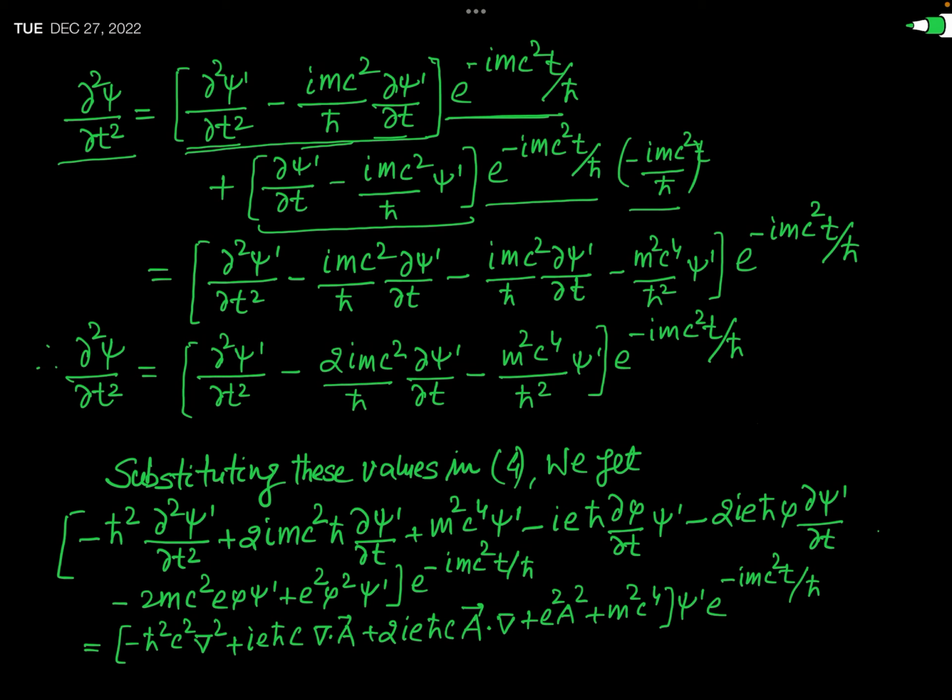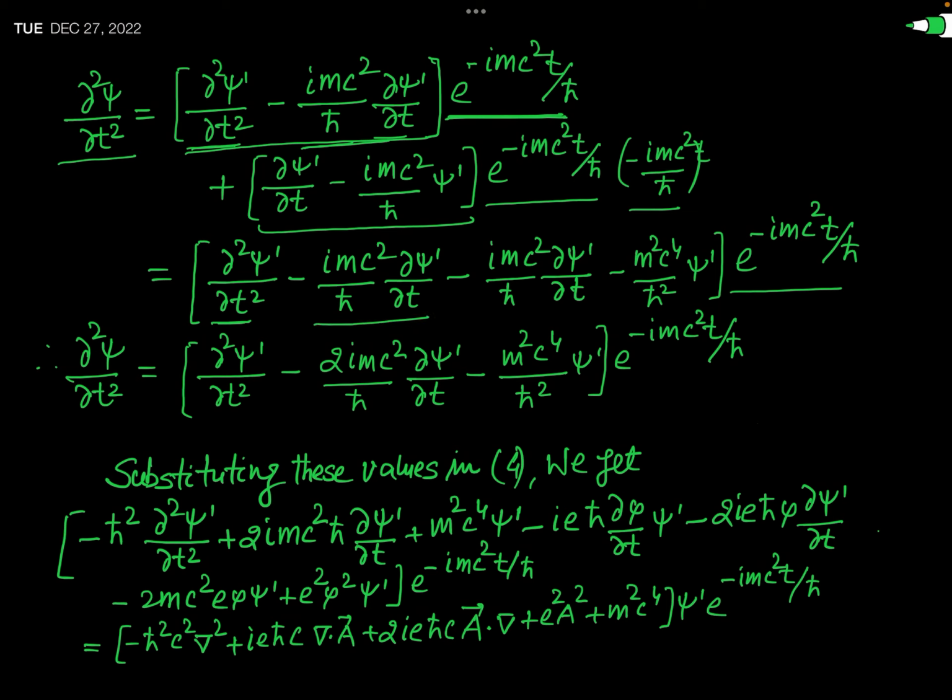Now rearrange the terms in the RHS. You can see this factor e to the power minus imc²t/ħ is again a common factor, so I have taken it outside of the bracket. Now the remaining terms will be what? This is ∂²ψ'/∂t², so this is here. And again the second term, minus imc²/ħ ∂ψ'/∂t, this has been written here.